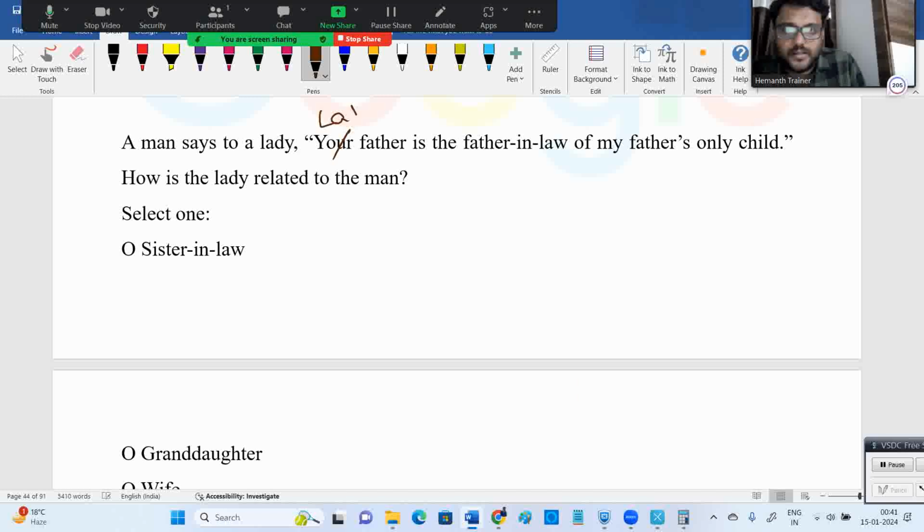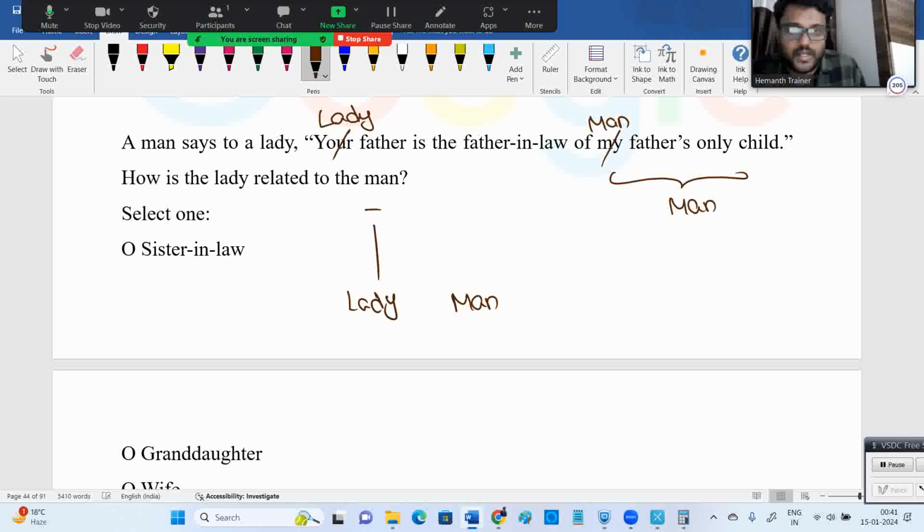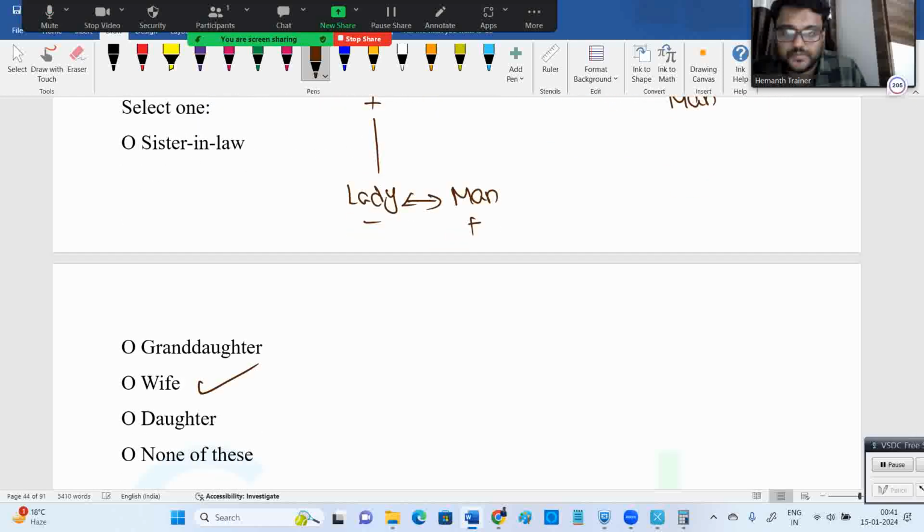Lady's father is father-in-law of my man. Mother's father's only child means man. Lady's father is man's father-in-law, which means they are a married couple. How is the lady related to the man? She is his wife.